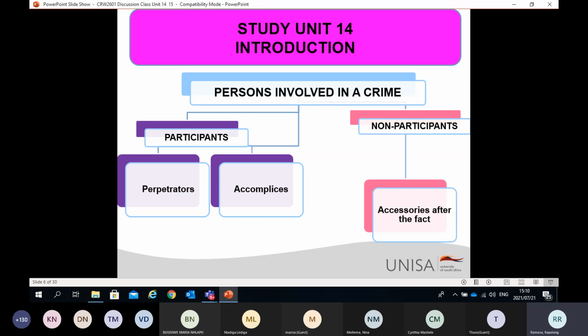And the distinction basically is that participants, or a participant, is anyone who does something whereby he or she furthers the commission of the crime. On the other hand, a person involved who does not participate or would not be regarded as a participant is somebody who does not further the commission of the crime at all. So under participants, we have two categories: perpetrators and accomplices. And under non-participants, we have one particular category called accessories after the fact.